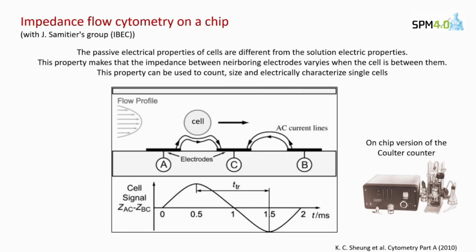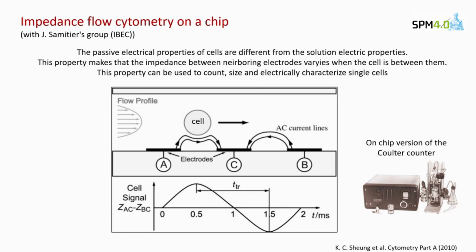Okay. And basically what you do is you have a flow, and this can be a cell, or it can be a liposome, or it can be another type of object. What you would like to see is first, how many of these are passing by. And the other thing you would like to detect is the passive properties of this object, because you would like maybe to distinguish different types of populations inside this flow of particles.